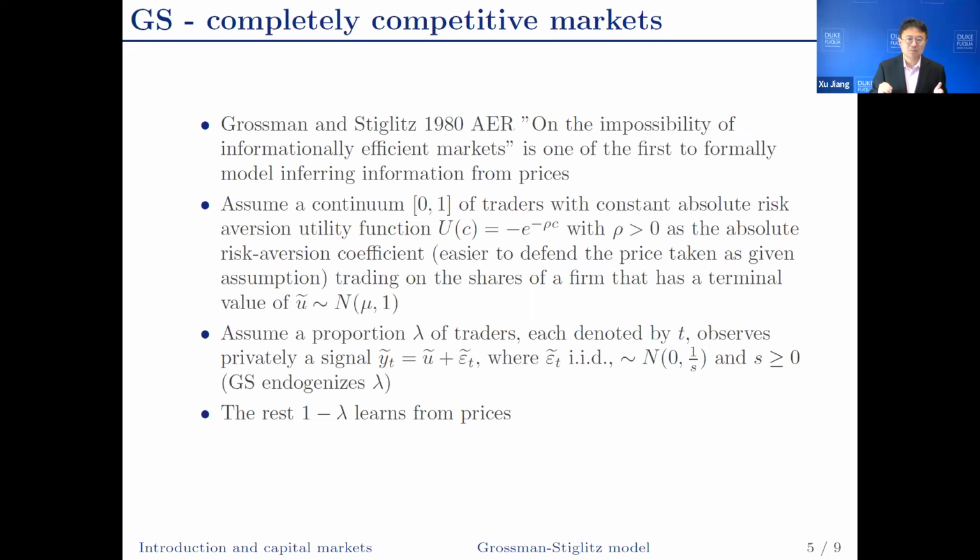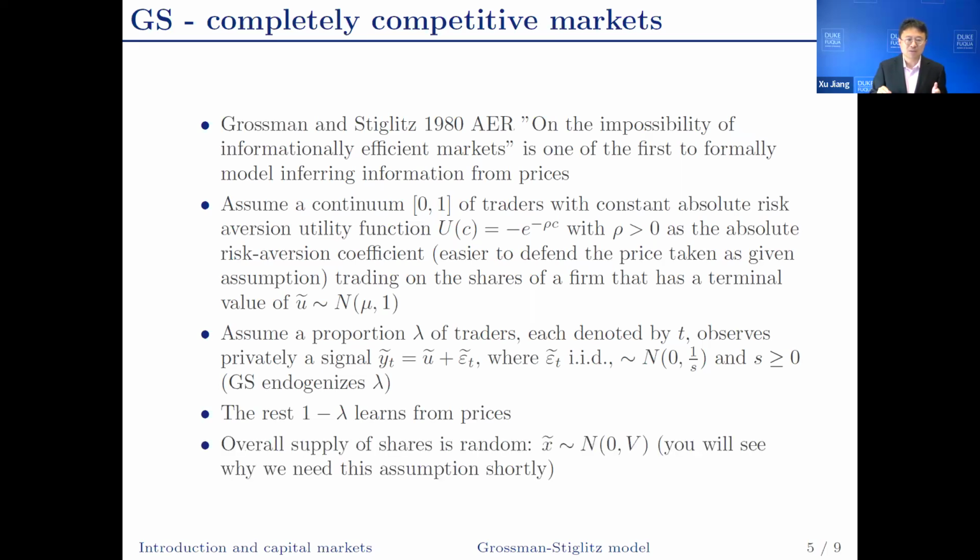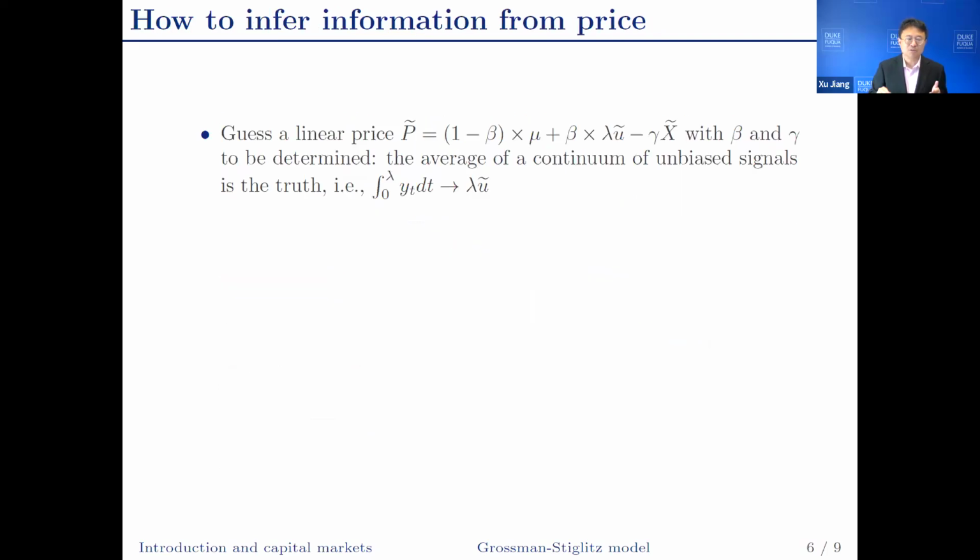Price is determined by demand equals supply. So you need to have a supply of shares. Grossman-Stiglitz assumed that the supply of shares is a random variable X, which has a normal distribution of mean 0 and variance V. And you're going to see why we need this very shortly. Because of the CARA utility function, because of normal distribution, it's very natural to guess and eventually verify a linear price function.